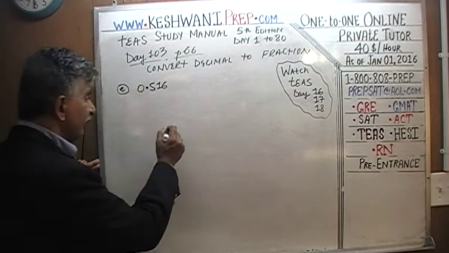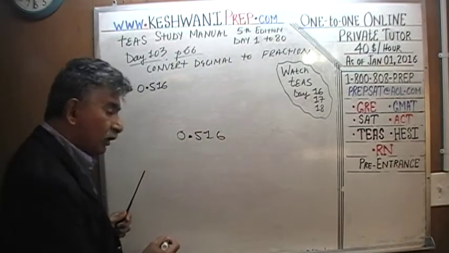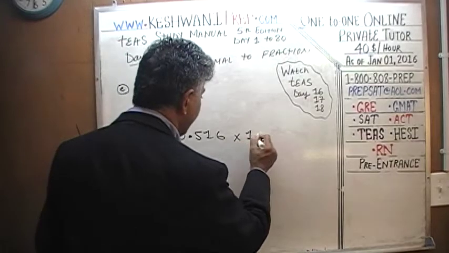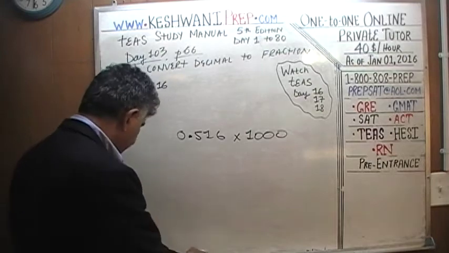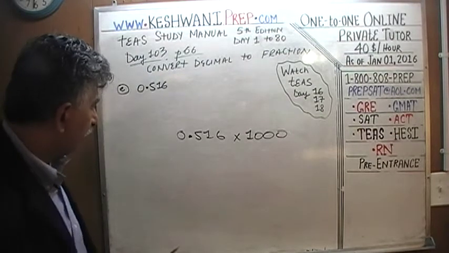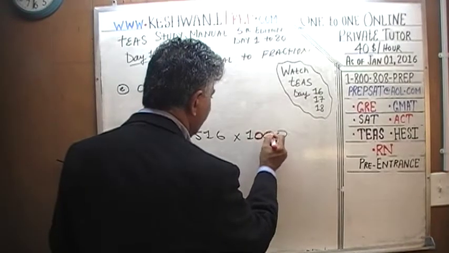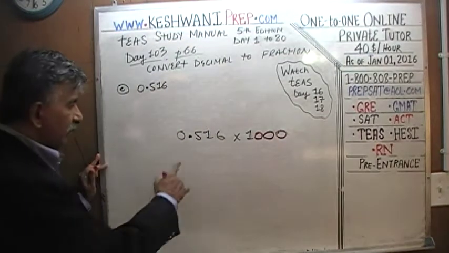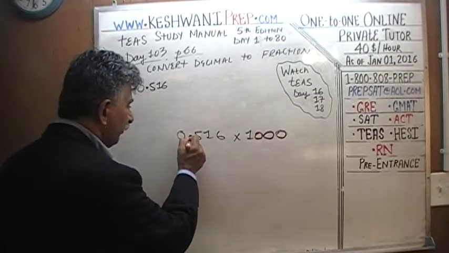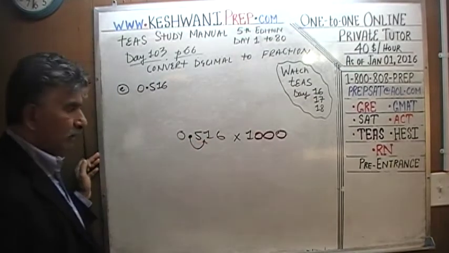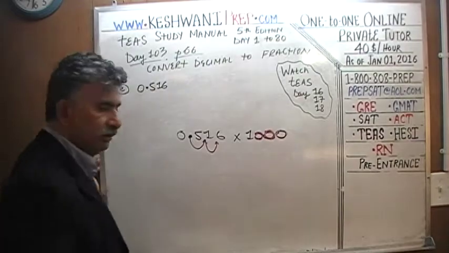What we have to realize is that if we have 0.516, if you want to convert it into a whole number, we can easily multiply that by 1,000. And watch what happens when you multiply by 1,000. 1,000 has three zeros. 1, 2, 3. If you were to multiply 0.516 by 10, we would have picked our decimal and moved it to the right one spot. If you were to multiply it by 100, 100 has two zeros, we would have moved it two spots.